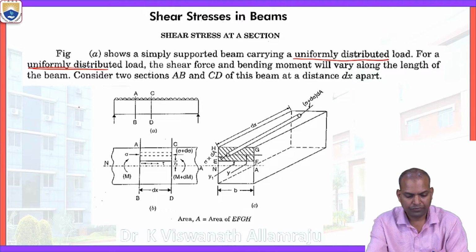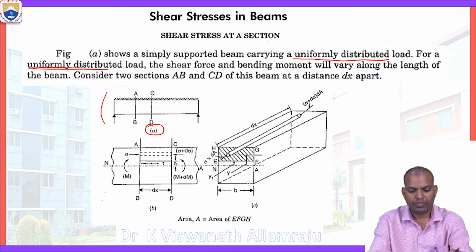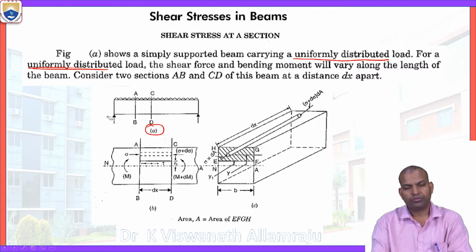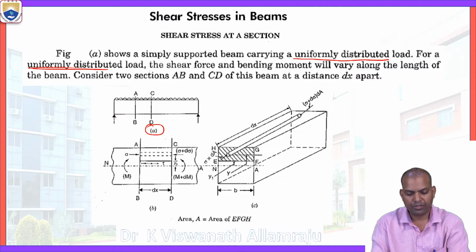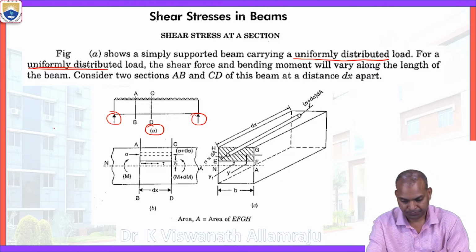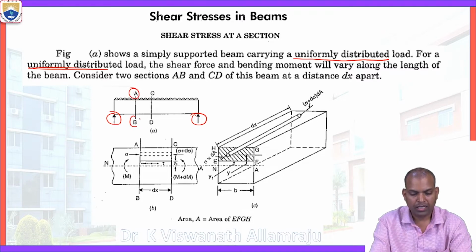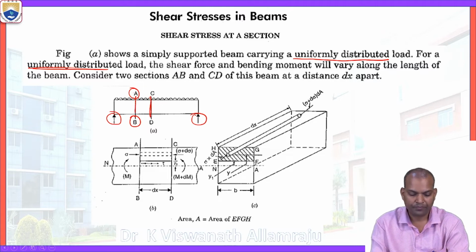Now figure A indicates this figure. It is a simply supported beam subjected to uniformly distributed load. The beam is simply supported at the ends, and it is subjected to uniformly distributed load throughout the span of the beam. And now we have considered two sections. One section is AB and another section is CD.